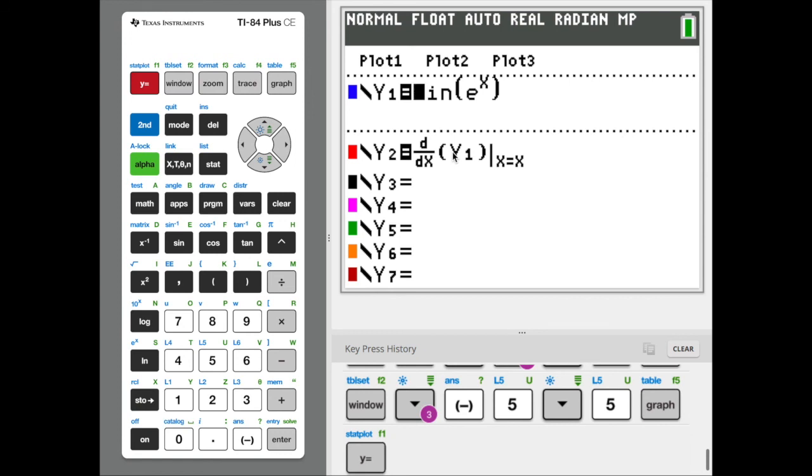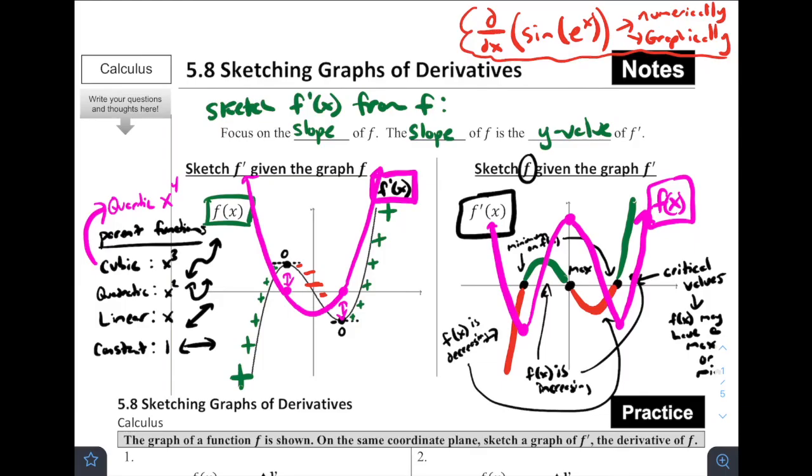Let's go back to a regular lesson. All right, now that we saw the calculator part, we're going to wrap up this lesson.